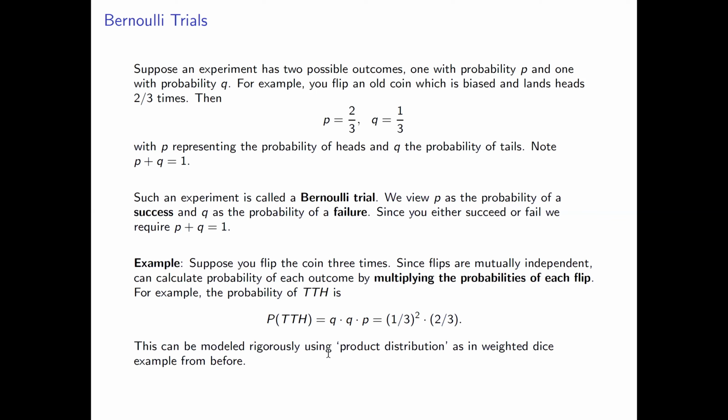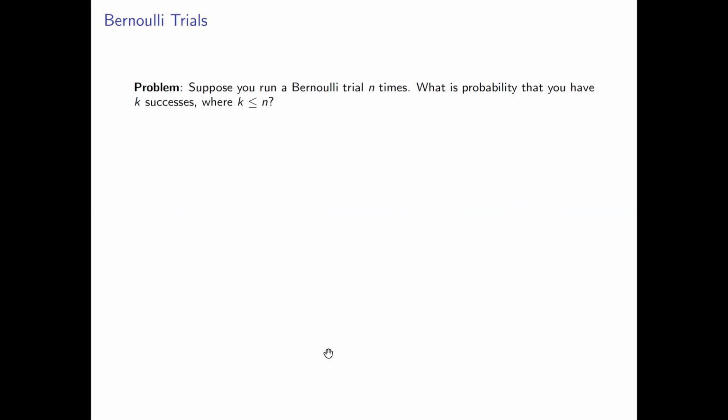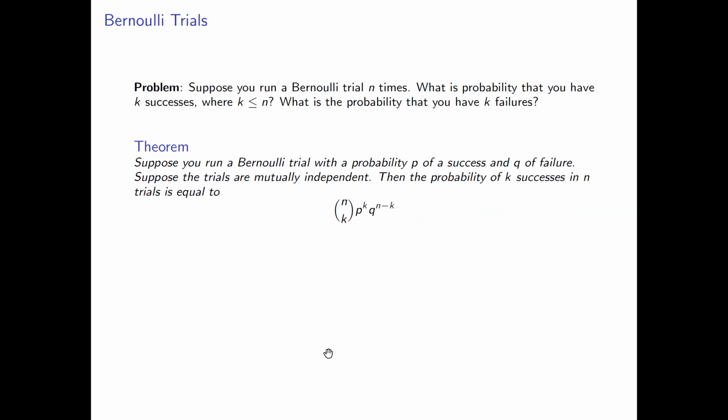Right, and so what is the general problem we're going to be considering? Let's suppose we have some abstract Bernoulli trial, which we run n times. And so the question you can ask is, what is the probability that you have k successes, where k is some integer less than or equal to n? Or equivalently, what is the probability that you have k failures? And so the main theorem that addresses this question is the following.